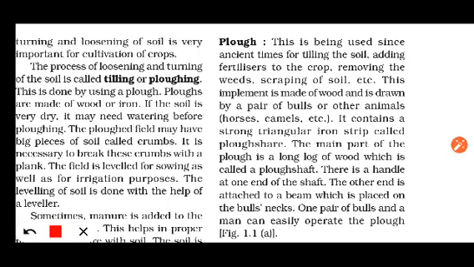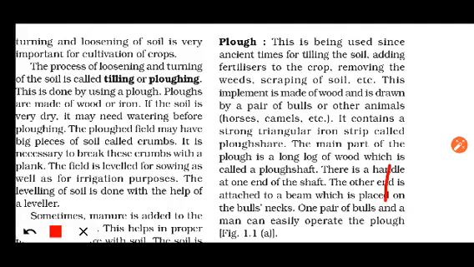This implement is made of wood. Generally, there are three types of plows: the first is made of only wood, the second type is made of wood plus iron, and the third type is made of only iron. Generally it is made of wood and is drawn by a pair of bulls. और इसको कौन खींचते हैं? इसको bulls खींचते हैं. Other animals can also be used.